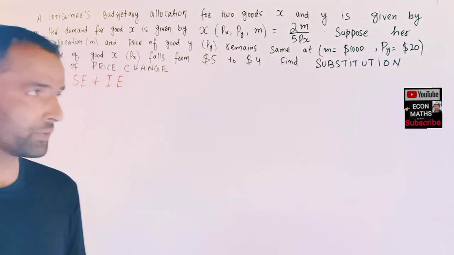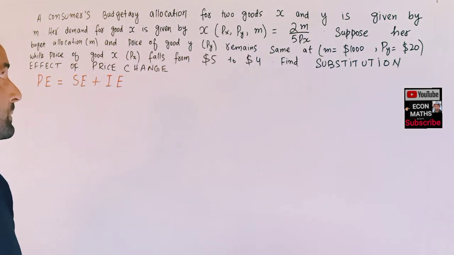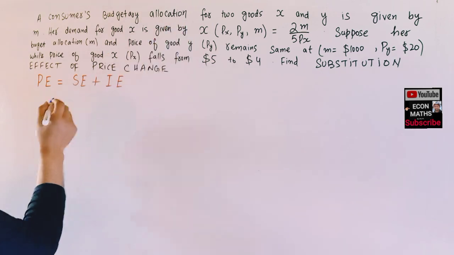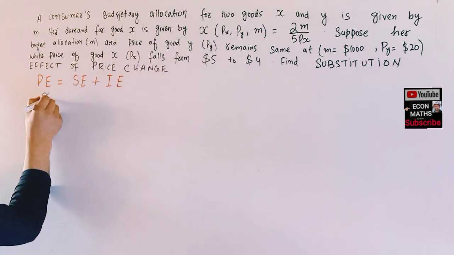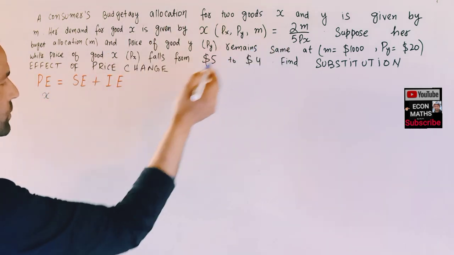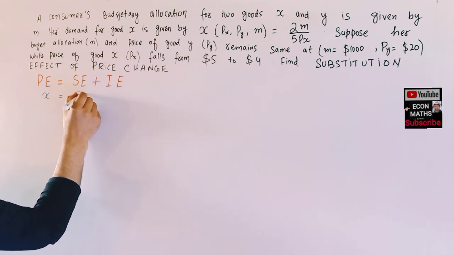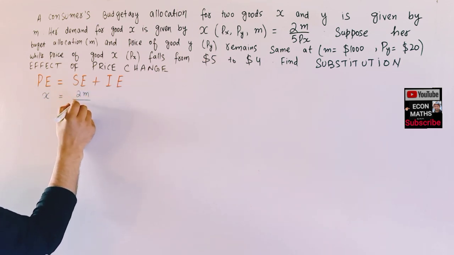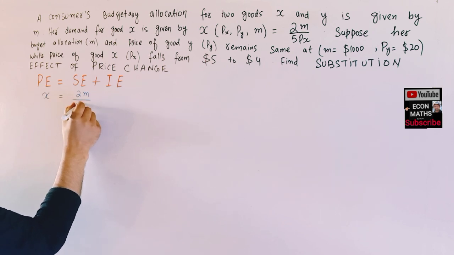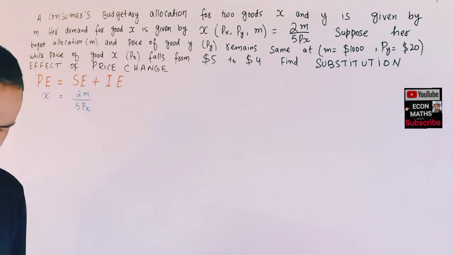Now, let's write specifically what we are being given. We are being given the demand for good X, that is X, as 2M, that is the initial income, upon 5 times px. This is the demand function.